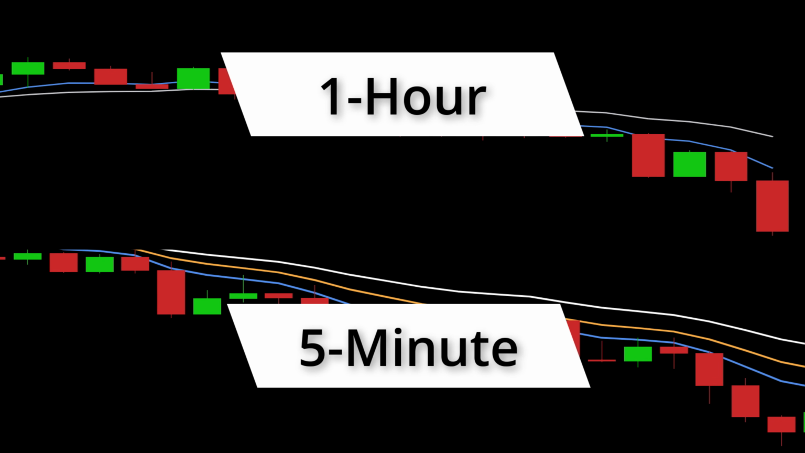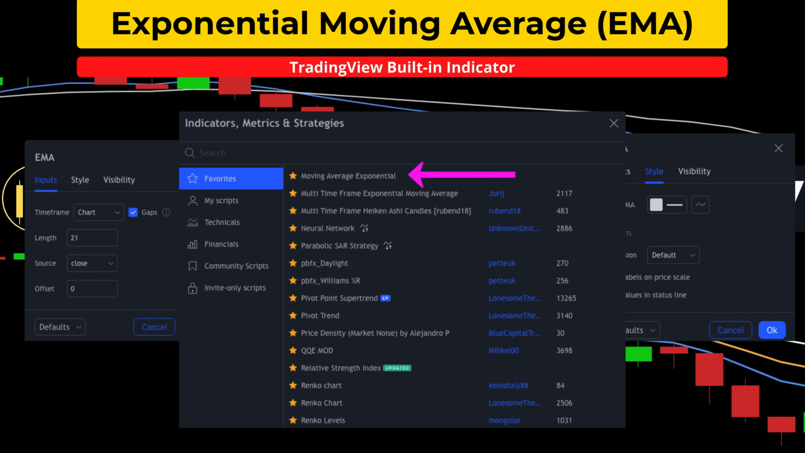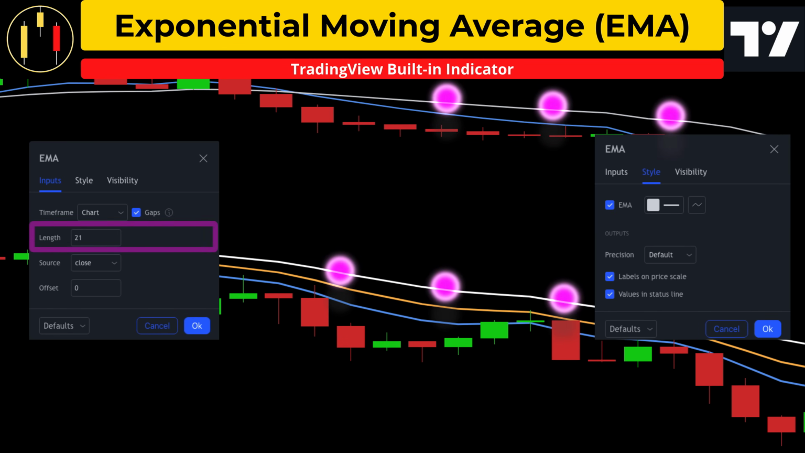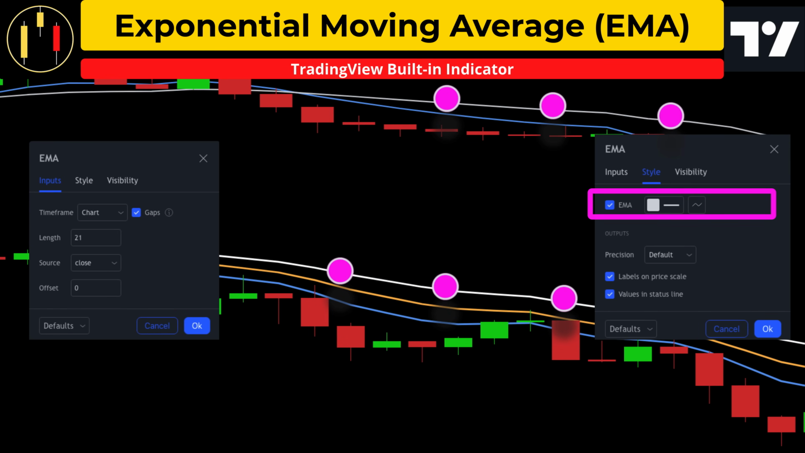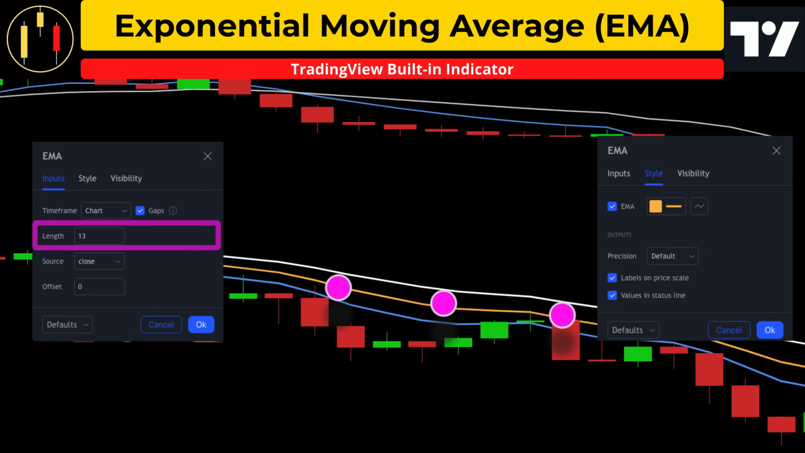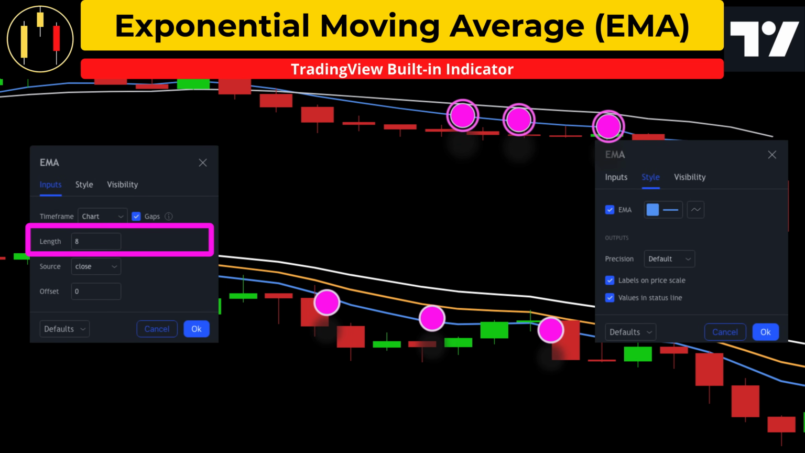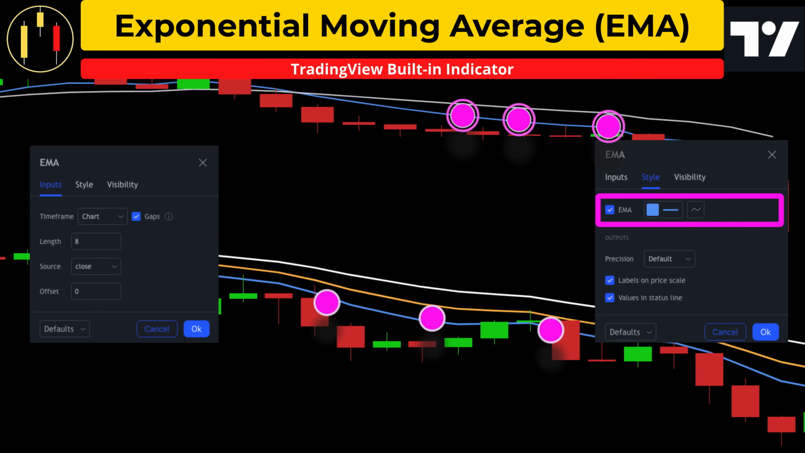All 3 indicators are exponential moving averages, or EMAs. The first EMA is set to the Fibonacci number of 21, colored in white, and placed on both charts. The second EMA is set to the Fibonacci number 13, colored in orange, and placed on the bottom lower time frame chart. The final exponential moving average to place on the chart is set to the Fibonacci number of 8, colored in blue, and placed on both charts.